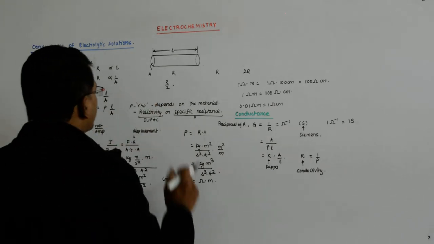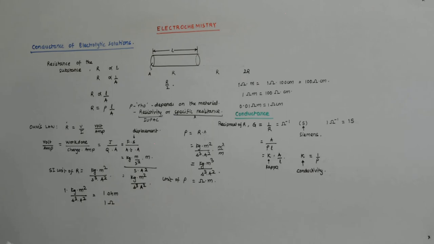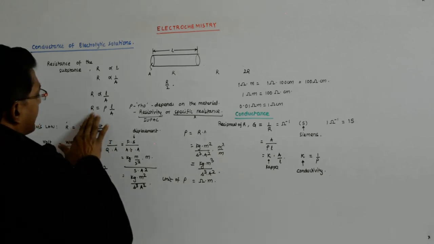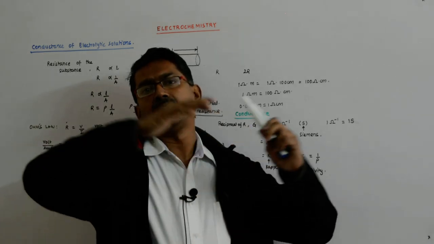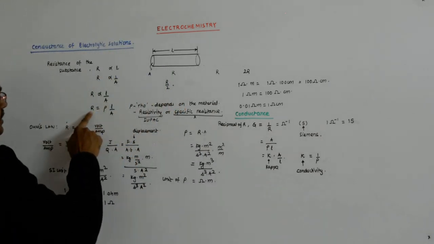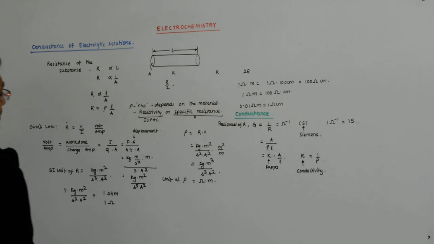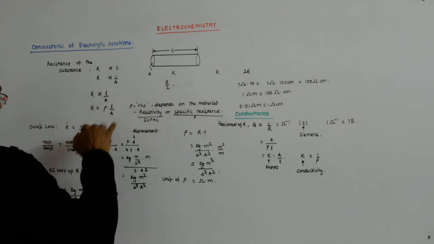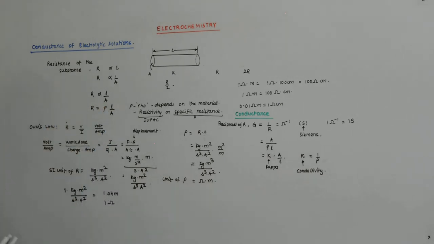How do I find out the resistivity of something? You see, if I put L as 1 and A as 1, then whatever is my resistance is my resistivity magnitude wise. But taking a 1 meter square of area may be a bit difficult. So you can measure the resistance, which is readily measurable, and whatever is the resistance, divided by L by A, that will give you the resistivity.